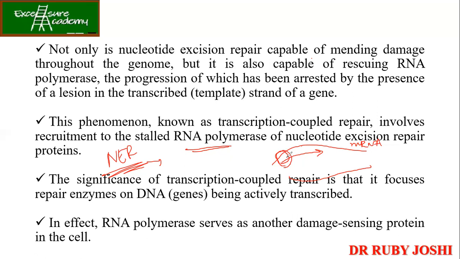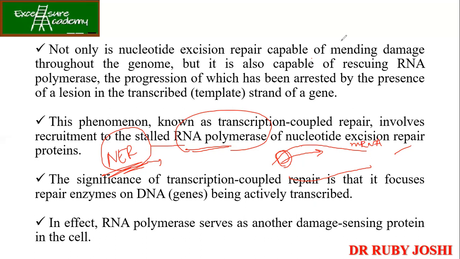So now it is going ahead, now it is leaving the strand, so you can have a truncated mRNA and all. So it gets held up there. In order to remove or rescue the RNA polymerase from this stuck transcription, your NER is playing an important role. Okay. It is involved in the recruitment of NER repair proteins to the stalled RNA polymerase.